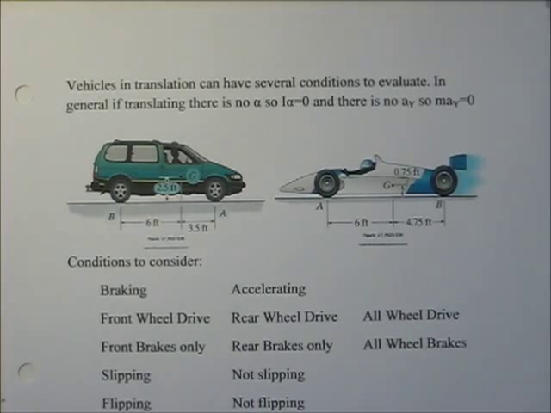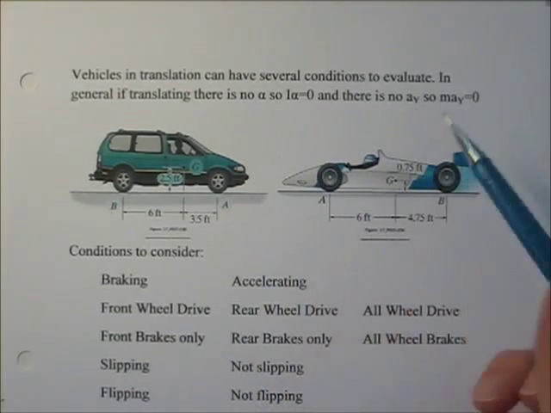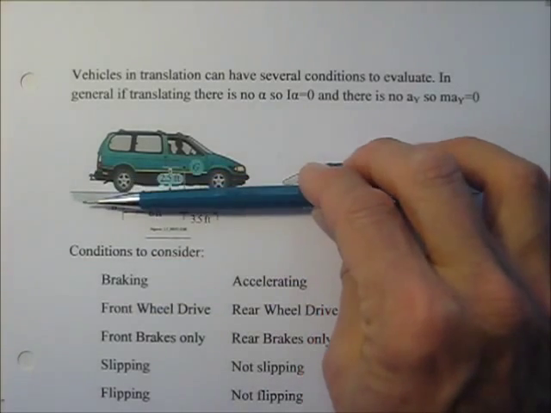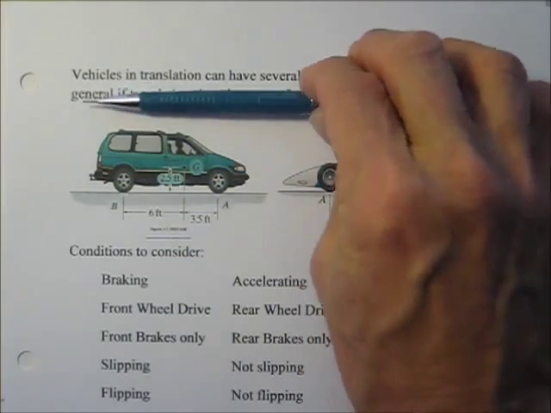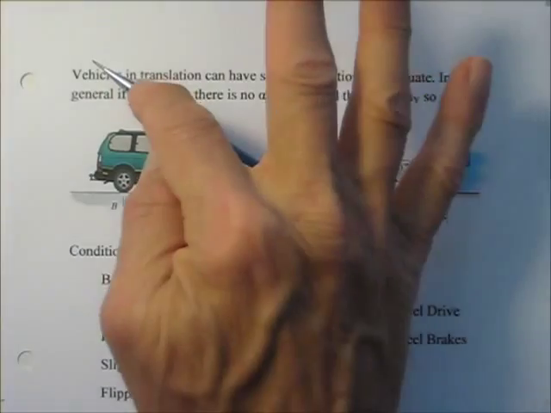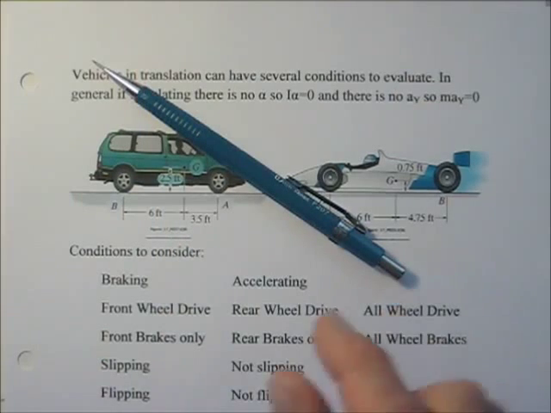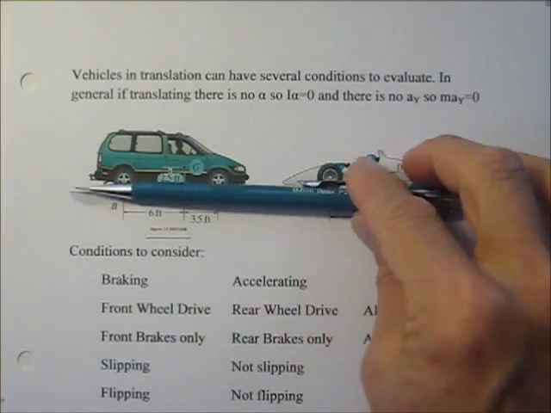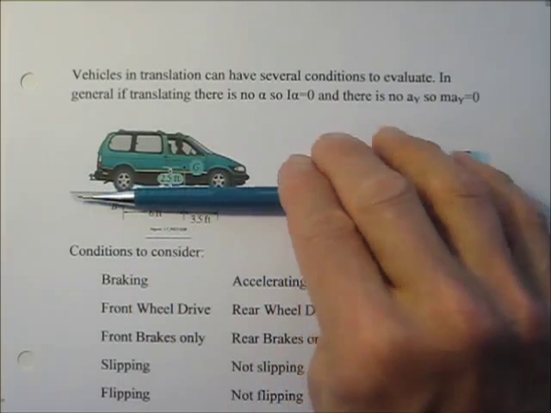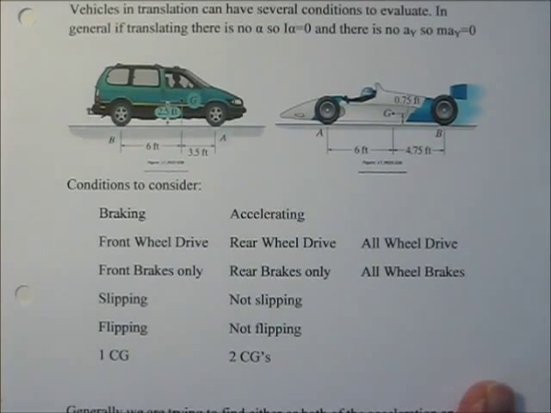So vehicles in translation have several conditions that we may need to investigate and evaluate. Again, in general, if it's translating only, there is no alpha, so I alpha is equal to 0, and there's also no acceleration in the y most of the time. There's generally not going to be any acceleration levitating off the road. However, there may be some conditions where we have an inclined plane and we may have some acceleration in the x direction and some acceleration in the y direction. Most of the time, we'll be considering only the x direction, so that levitation or acceleration in the y is equal to 0.